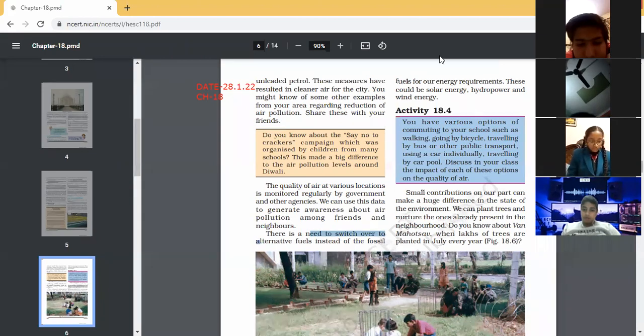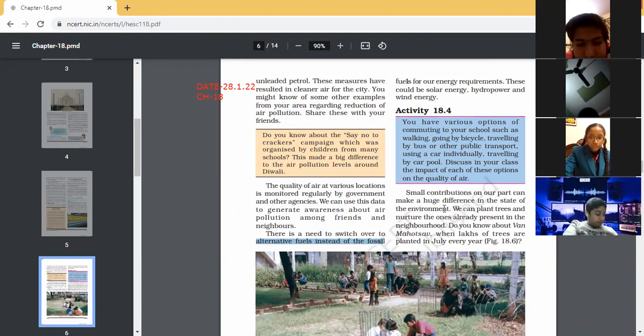Alternative fuels में आपके पास क्या आ जाएगा? Solar energy, hydropower, wind energy. Okay, so these are the alternative sources to reduce air pollution. Okay, next one more is there. Small contribution on our part can make a huge difference in the state of the environment.